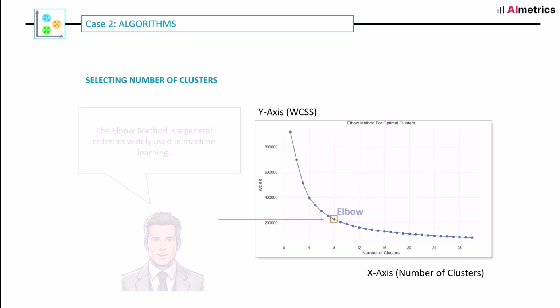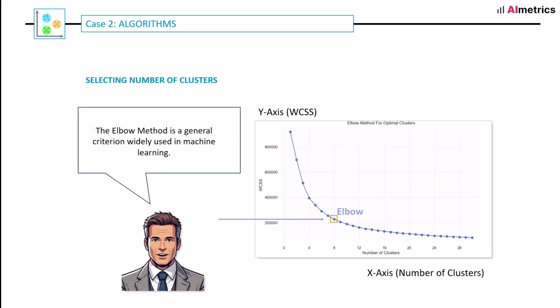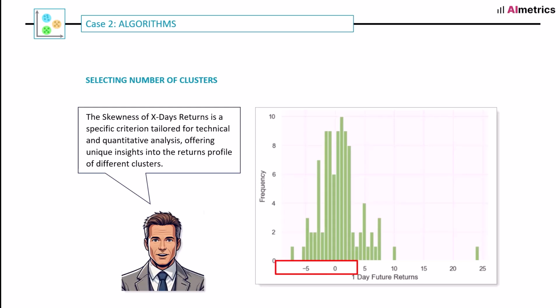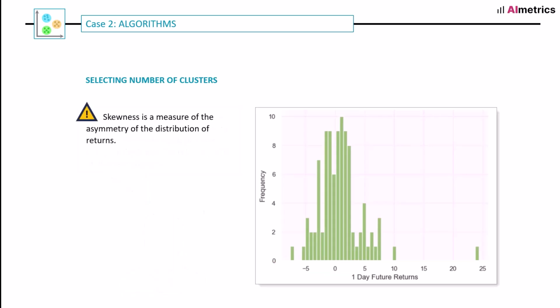But Micah, who has more experience, adds, the elbow method is a general criterion widely used in machine learning. I suggest that we analyze the clusters with the asymmetry of the returns of the day. Don't be intimidated by the phrase. It simply means if a cluster has a bias towards winners or losers. That sounds interesting. We should use skewness as a measure of the asymmetry of the distribution of returns.